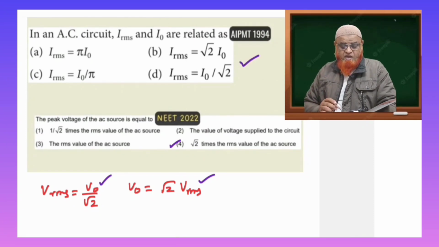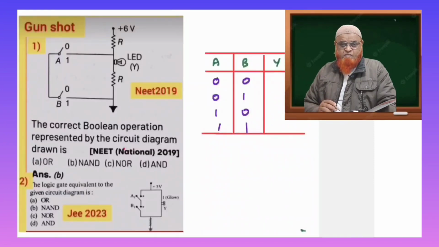Now let us go here. This question was repeated in NEET and JEE, the latest question. This is 2019. Okay. So if terminal A is 0 and terminal B is also 0, that means the current has to pass through the bulb, and it will glow. So both open, meaning 0 0, gives you bulb glow, that means output is 1. If the bulb glows, output is 1. If the bulb does not glow, output is 0.